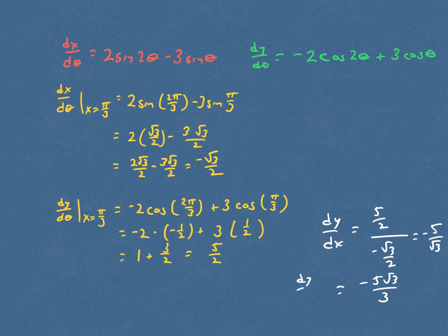So the slope of my tangent line when theta was equal to pi over 3 would come out to be negative 5 square root 3 over 3. This now does conclude the video for dealing with the slope of the tangent line. The next video will deal with the area in a polar curve, as well as the area between polar curves, and also looking at arc length and surface area of a polar graph.